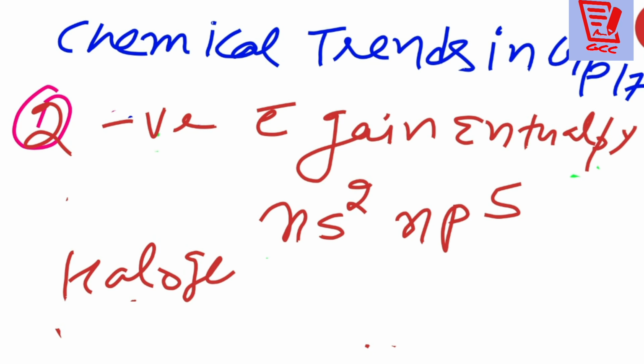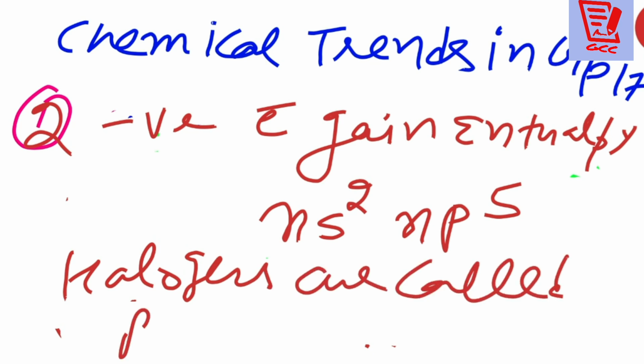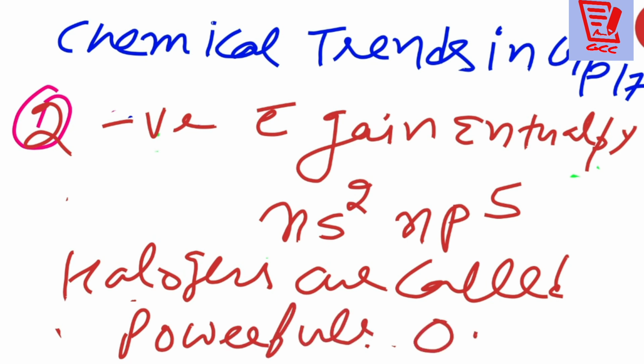What are they called? Halogens are called powerful oxidizing agents. What do you call them? Powerful oxidizing agents. Okay, means they have a high tendency to gain the electron. Clear?